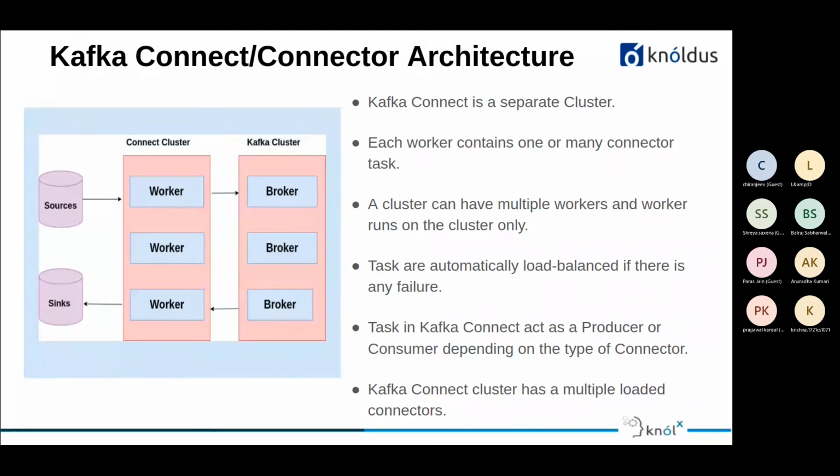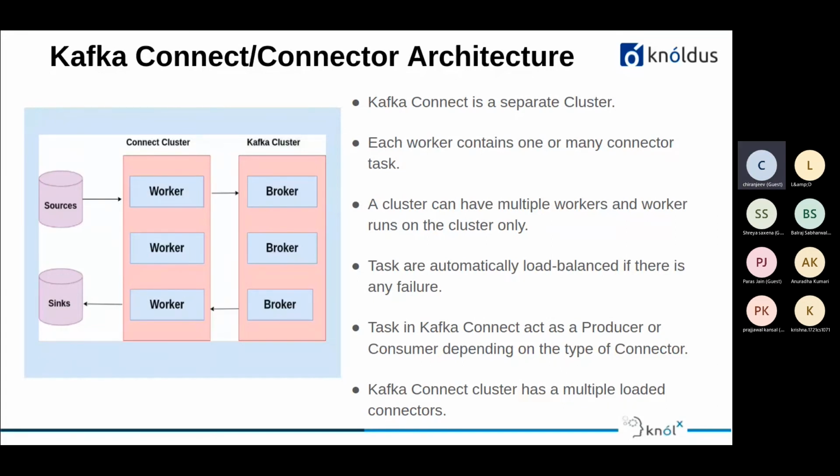In Kafka Connect, we have multiple workers, but those workers run only in the clusters, and if any failure comes, then the tasks are automatically load balanced. Tasks in Kafka Connect act as a producer or consumer depending on the situation. Each task you have seen in the figure acts as a Kafka producer or consumer. It depends on the type of connector we are using. Kafka Connect cluster has multiple loaded connectors. Each connector has multiple loaded connectors so that it can run smoothly.